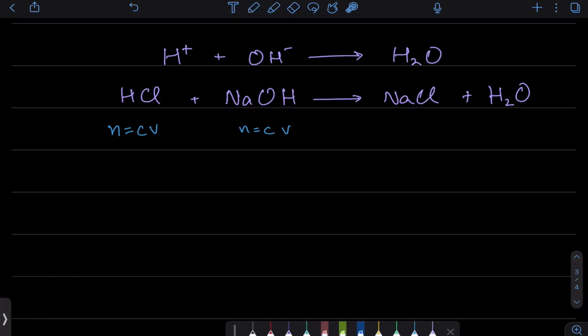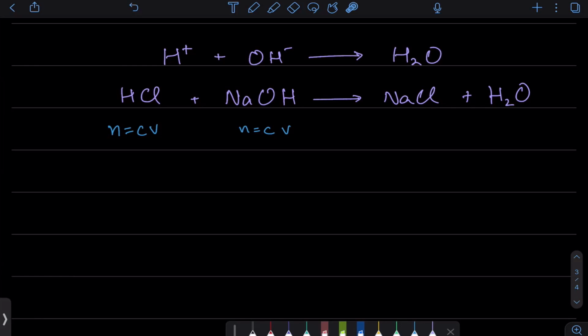And what does the equation tell me? You take 1 mole of this, you react it with 1 mole of this, you get water. Which means that whatever moles I have of this, the moment I get the same moles here, I get a neutral solution. Okay? But how do we do that in the lab? It's easy to do it theoretically, but how do we do it in the lab?